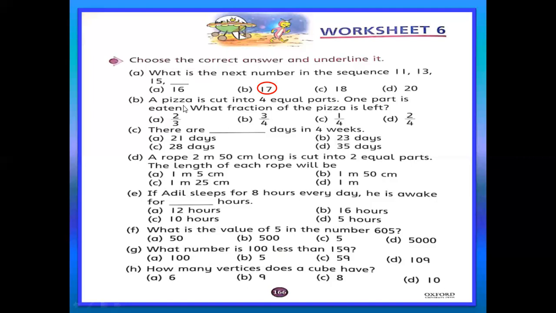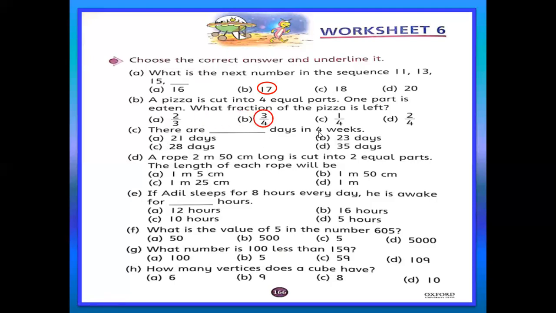So if one part of the pizza is eaten, what fraction of the pizza is left? 1 over 4 is eaten, so 3 over 4 is left, because 1 over 4 plus 3 over 4 is 1. So if we eat 1 over 4 of the pizza, 3 over 4 of the pizza is left. So you circle 3 over 4.